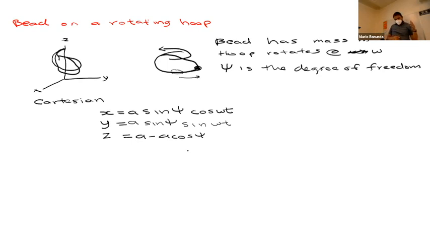So we know what the Lagrangian is in Cartesian coordinates, right? So T is equal to 1/2 m x dot squared plus y dot squared plus z dot squared, right?